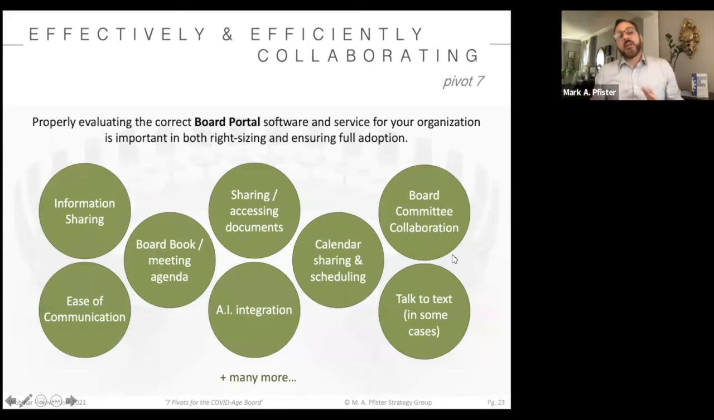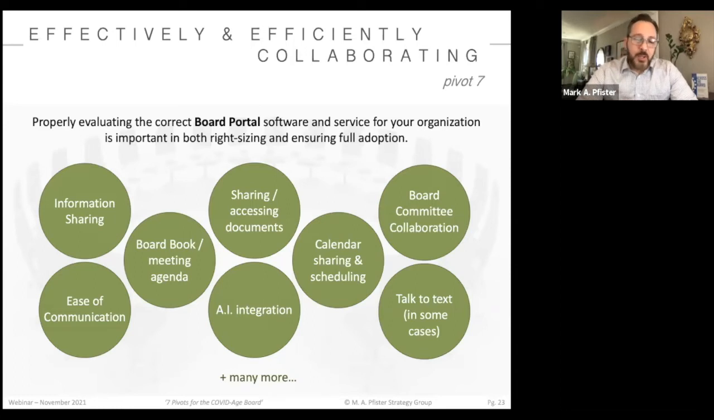So thinking about this also as it relates to collaboration and board portals, properly evaluating the correct board portal software and service for your organization is important. There's right-sizing components to this. There's adoption components to think about. And overall, you really want to look at this holistically and think about the information sharing components, the ease of communication, the board book and the meeting agendas that are created. Can you do that more automated or have that in one central location? The sharing and accessing of documents, calendar sharing and scheduling.